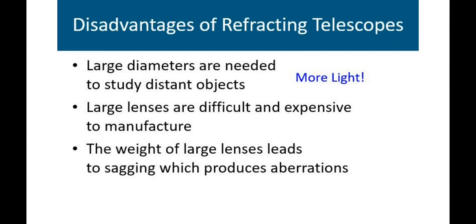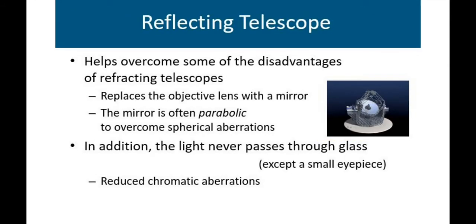But the problem is that large lenses and mirrors are expensive and very difficult to manufacture. And the weight of these large lenses leads to some aberrations, so deformation of the lens itself. Therefore people decided, okay, maybe we can make a combination of a mirror together with an eyepiece, and this would be cheaper and of larger diameter, and they use a very large diameter reflecting mirror.